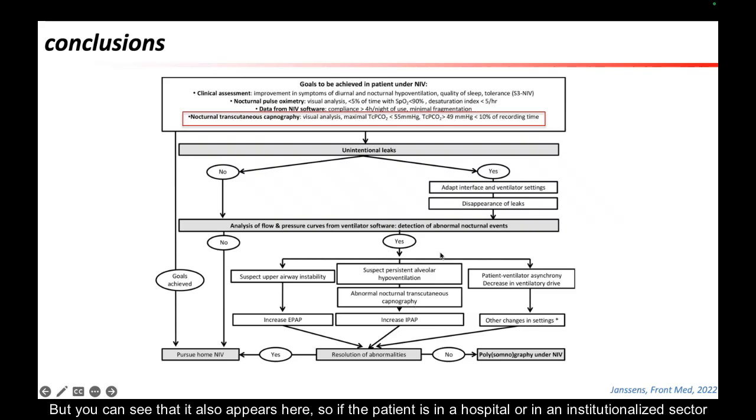But you can see that it also appears here, so if the patient is in a hospital or in an institutionalized sector where we are sure of the technical quality, we can leave capnography as a first line. When he is at home, I think it should be offered as a second line when nocturnal hyperventilation is suspected.